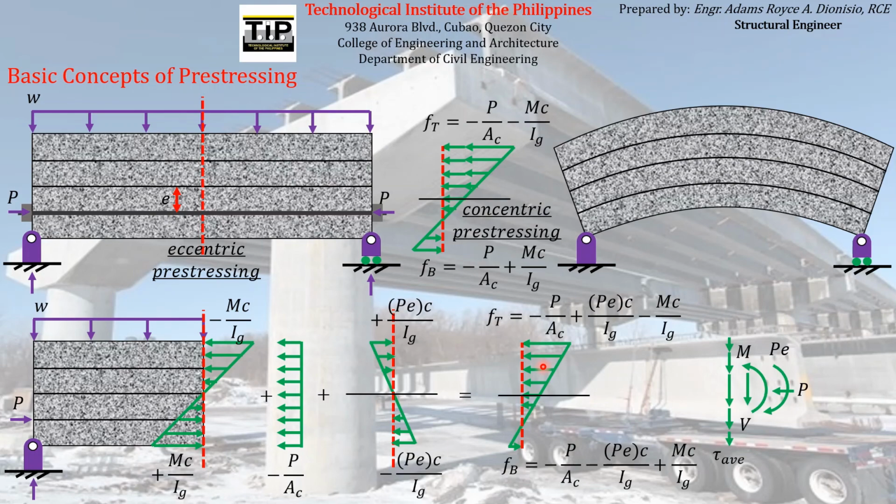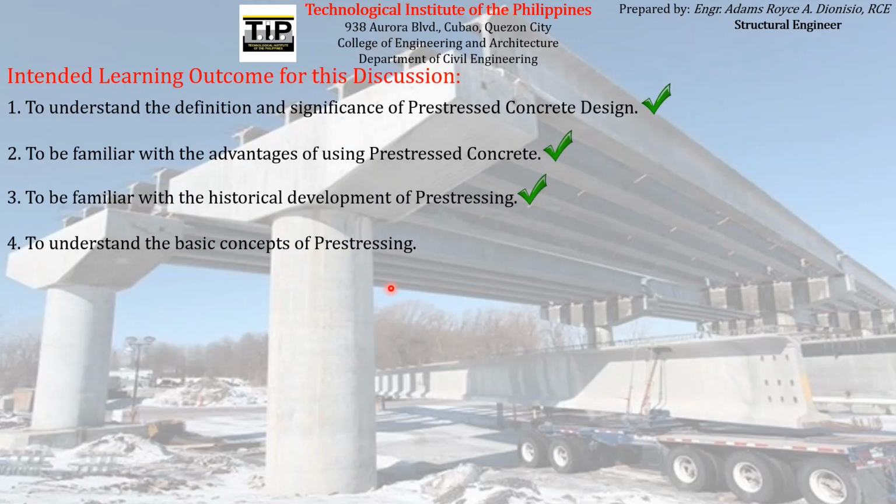That is the reason why we usually want concrete to be pre-stressed: to reduce the tensile stresses as well as the compressive stresses in some cases. But the main purpose is to reduce the tensile stresses being experienced by the concrete, especially since we know that concrete has a low tensile strength. So we want to prevent cracks from developing on the concrete if the tensile stress exceeds the tensile strength of the concrete. So that is the basic concept of pre-stressing. We have already addressed our fourth goal, which is to understand the basic concepts of pre-stressing.